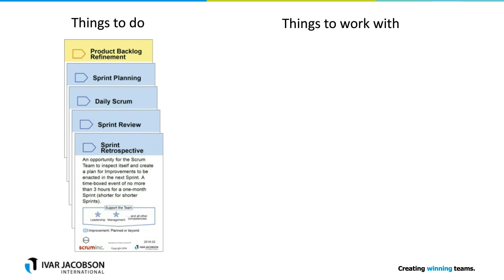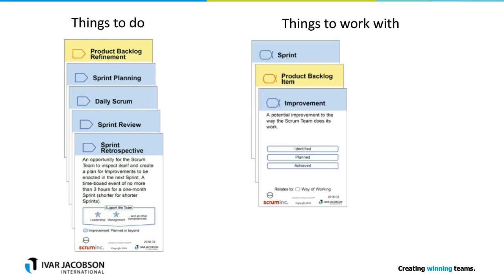Things to work with. There are things that we really need to monitor. For instance, a sprint, a product backlog item, improvement. They go through states. From the beginning, you just started the sprint, and then there is another state, and so on, till you have actually finished the sprint. So these are very important elements.